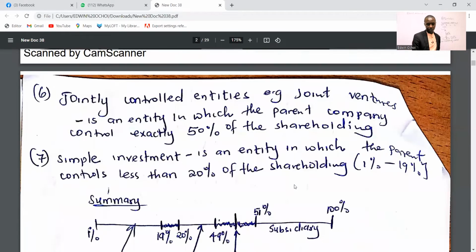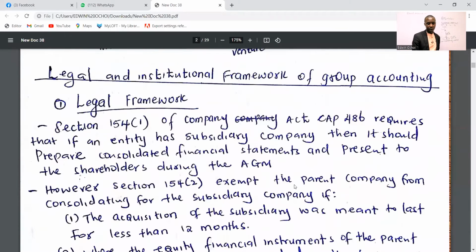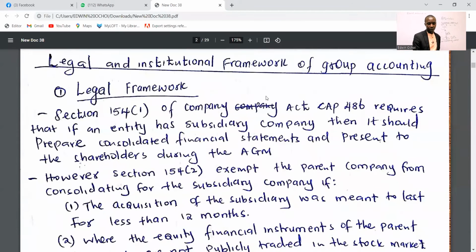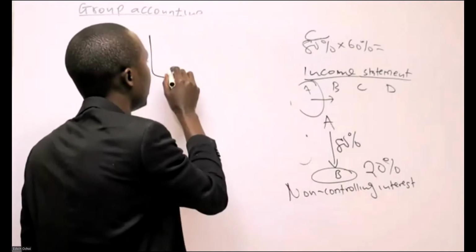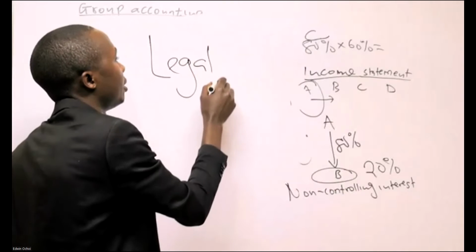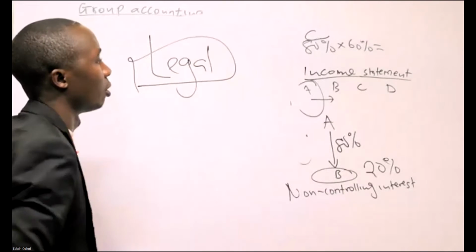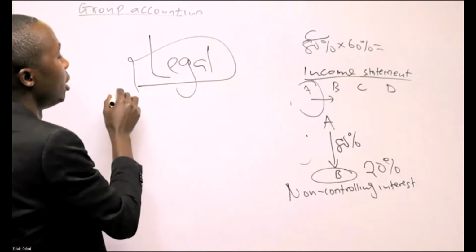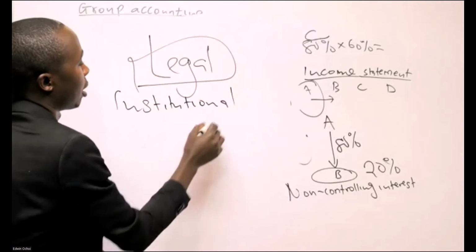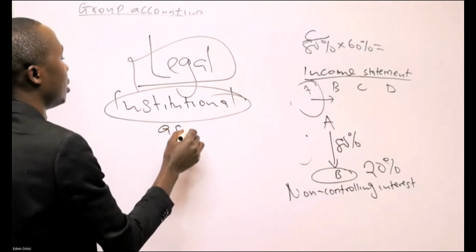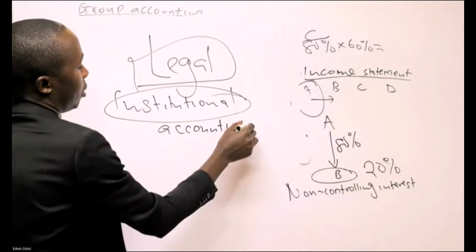The next thing we have to talk about is the legal and institutional framework of group accounting. When we talk about legal, it is according to the law, from our learned friends. Institutional framework is according to accounting standards.